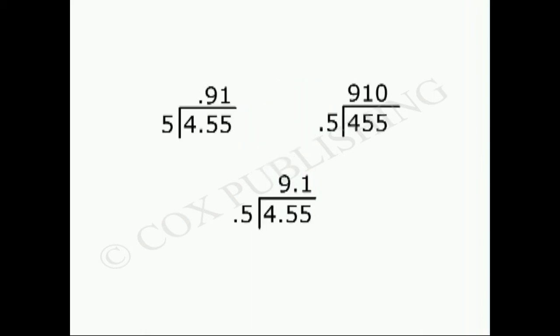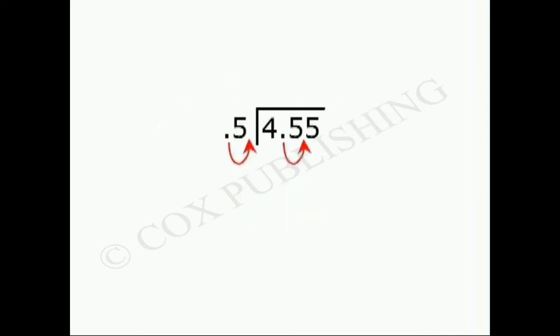First, I have to place my decimal point in my answer directly above the decimal point in my problem, then do regular division. 5 divides into 45 9 times with no remainder. Bring down the next 5, and 5 divides into 5 evenly 1 time. The answer is 9 and 1/10. Going back to our original problem, 5/10 divides into 4 and 55 hundredths 9 and 1/10 times. Again, as in the last problem, we had to momentarily adjust the problem so that we could make our division easier in order to find the answer.